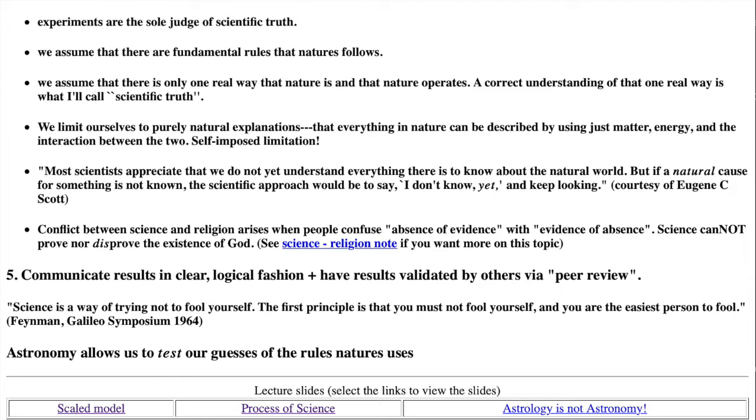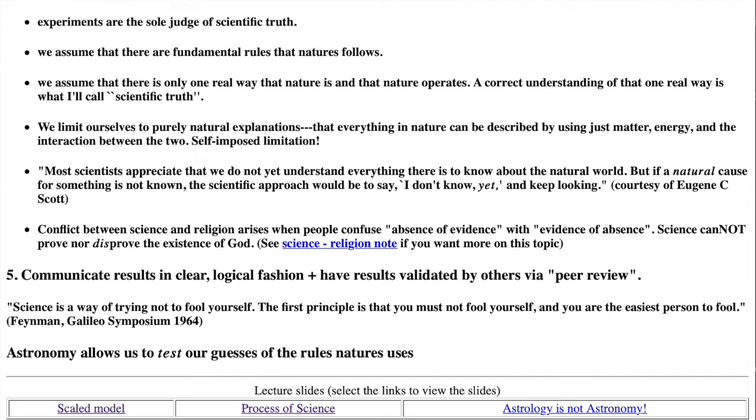Conflict between science and religion often arises when people confuse absence of evidence with evidence of absence. Switching the words around makes such a big difference in meaning. Absence of evidence does not mean evidence of absence. I'm indebted to world religions scholar Houston Smith, who pointed this out in his book, The Soul of Christianity.